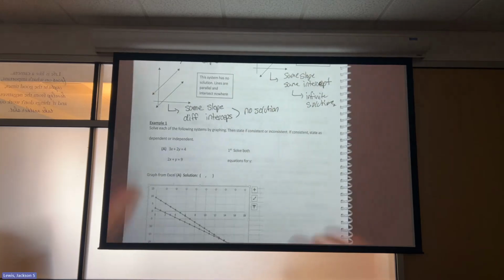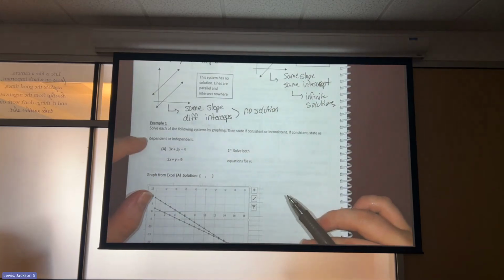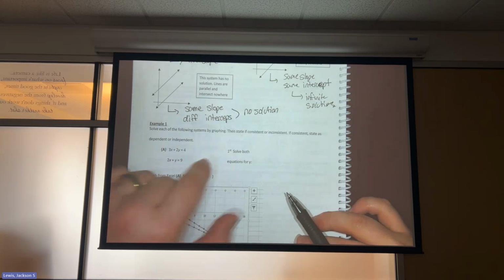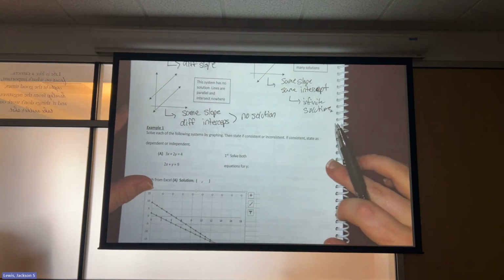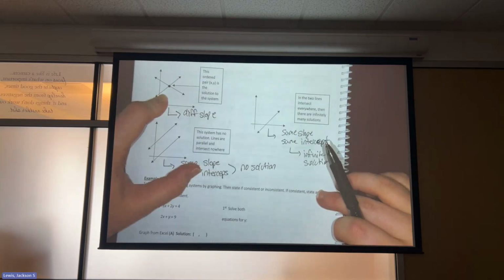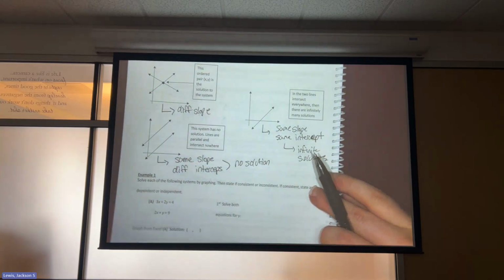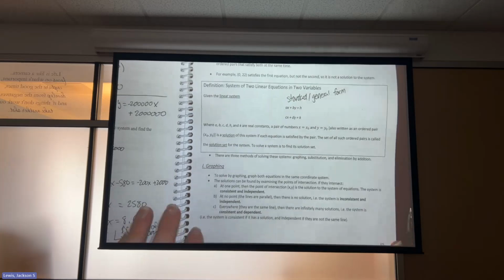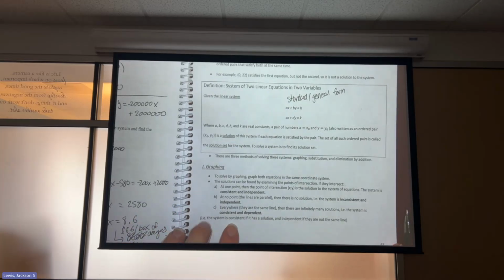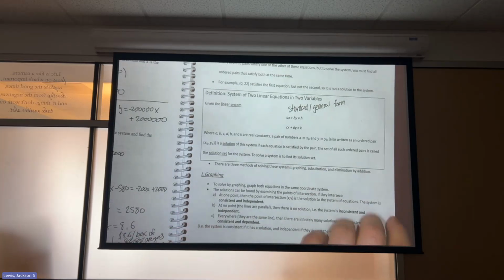Here's an example: solve each of the following systems by graphing, then state if consistent or inconsistent. Consistent just means it has a solution pair right here; inconsistent is no solution pair. The definition: at one point, they're consistent. At no point, they're independent. If they're everywhere, they're consistent and dependent. Inconsistent is just when they're parallel.